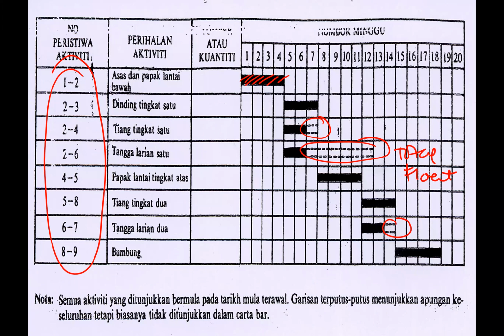So meaning to say, only these three activities have total float. This activity, for instance, has 1 week total float. This one is also 1 week, and this one is basically 1, 2, 3, 4, 5, 6 weeks. The rest basically don't have total float, meaning total float equal to 0. At the same time, they are critical activities, and they should be on the critical path.